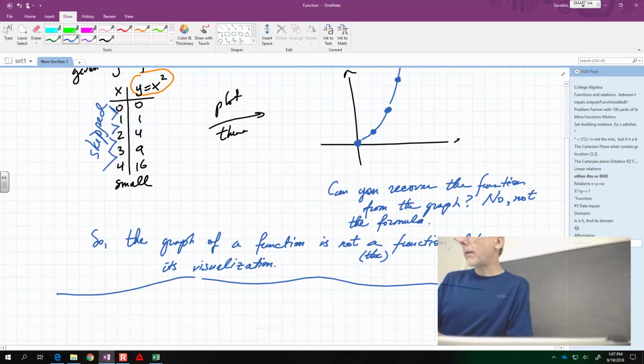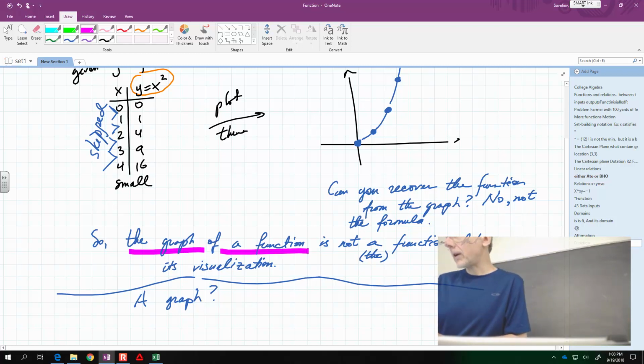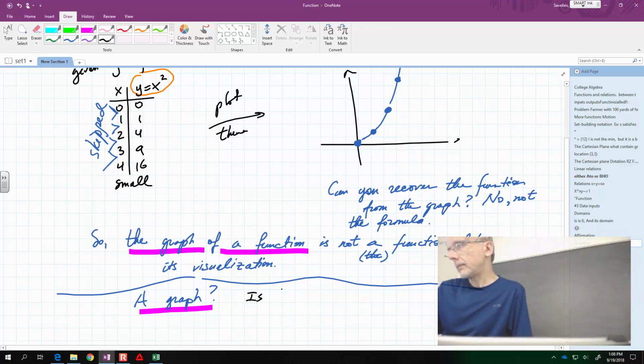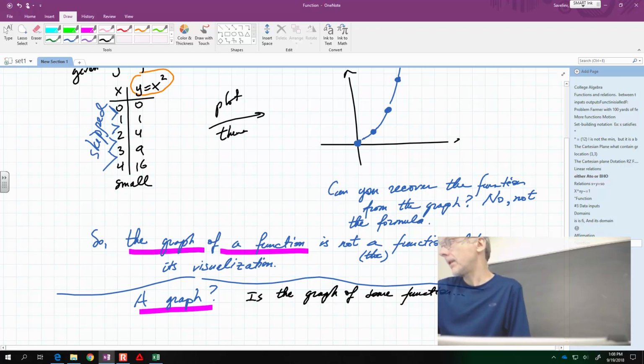speak of a graph. Okay, so you see the difference. The graph of a function on one hand, and then what does it mean to see a graph? So one way to understand that every graph is the graph of some function.